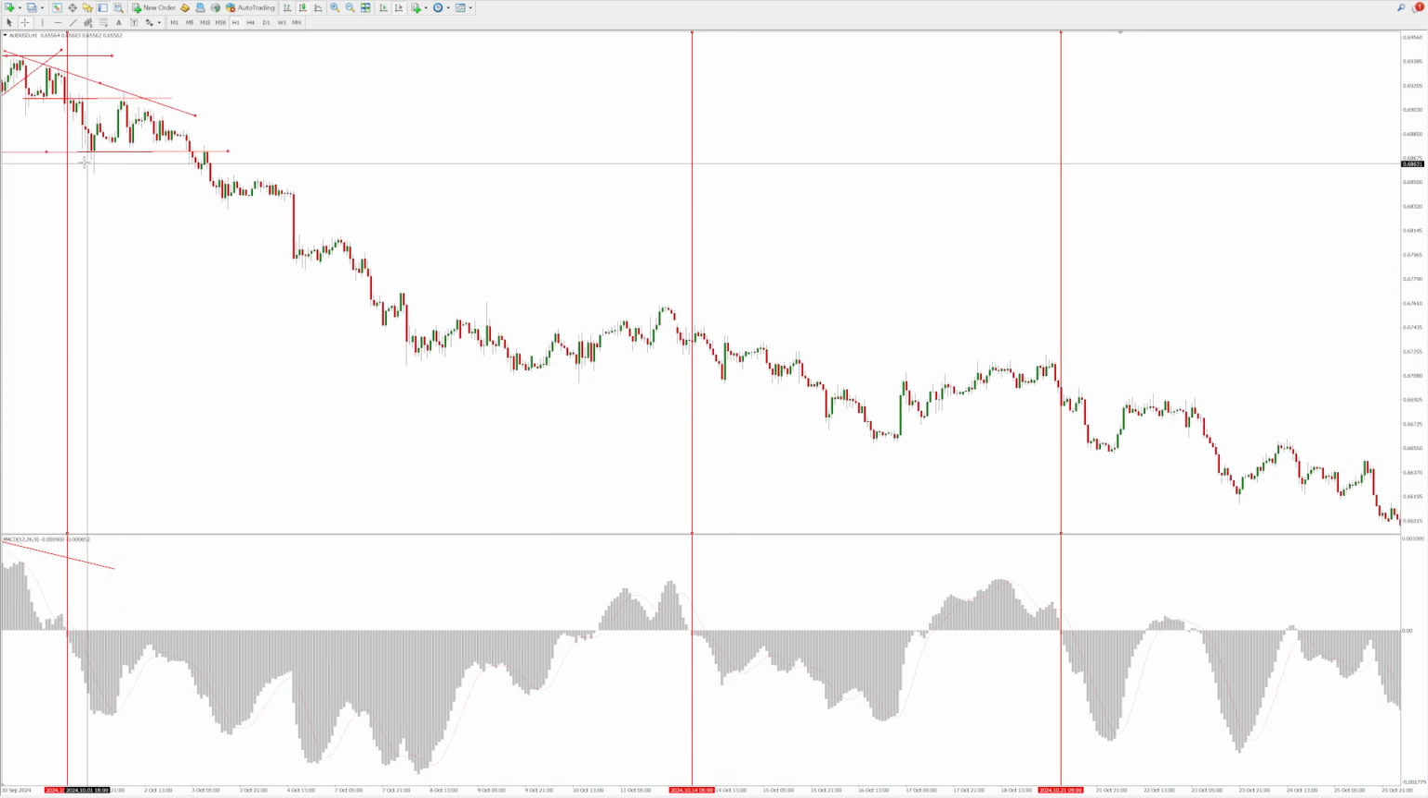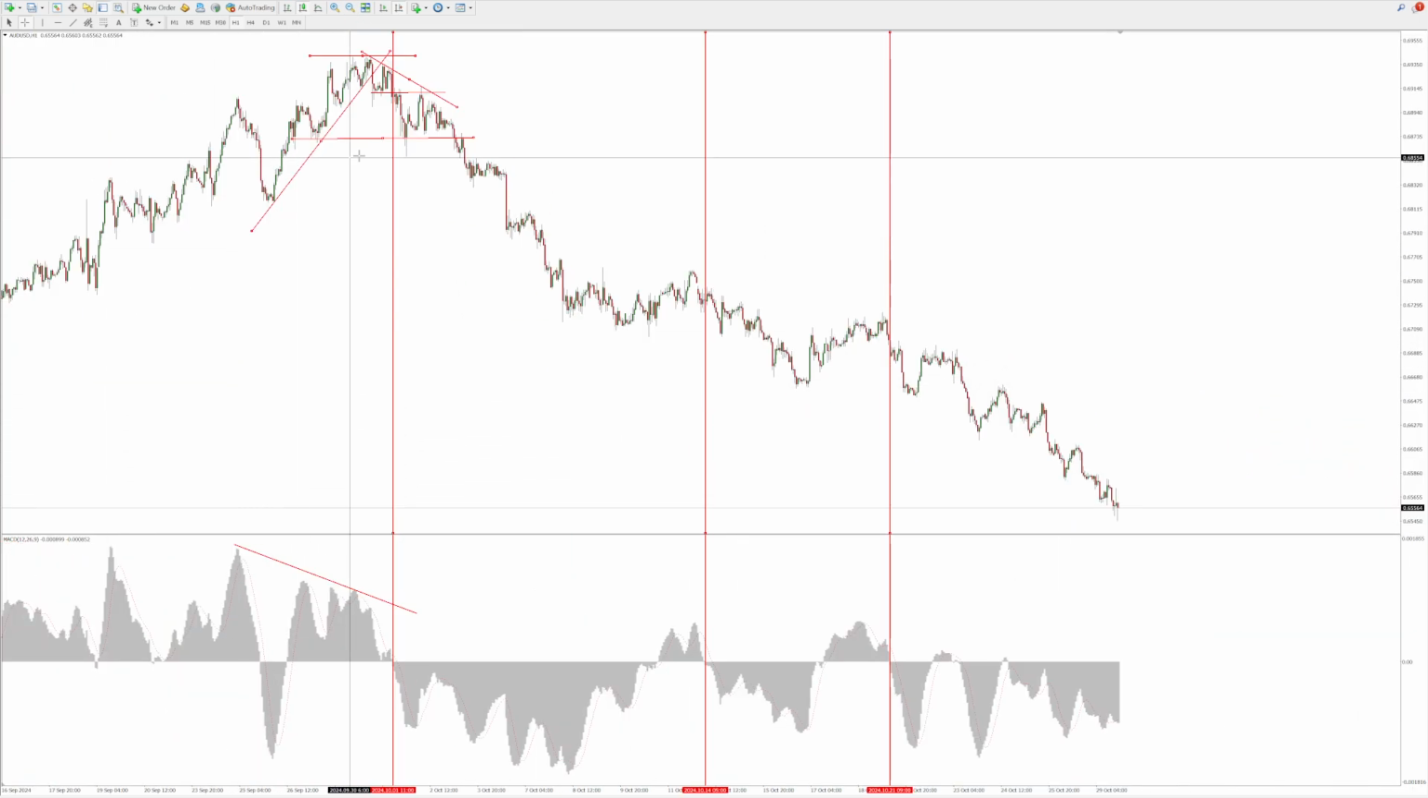So the first entry, if we just zoom out, what would we have been looking at on the breakout, confirmed by the MACD crossover, 350 pips. This entry here, 180 odd pips. This one here, 150 plus pips and counting.